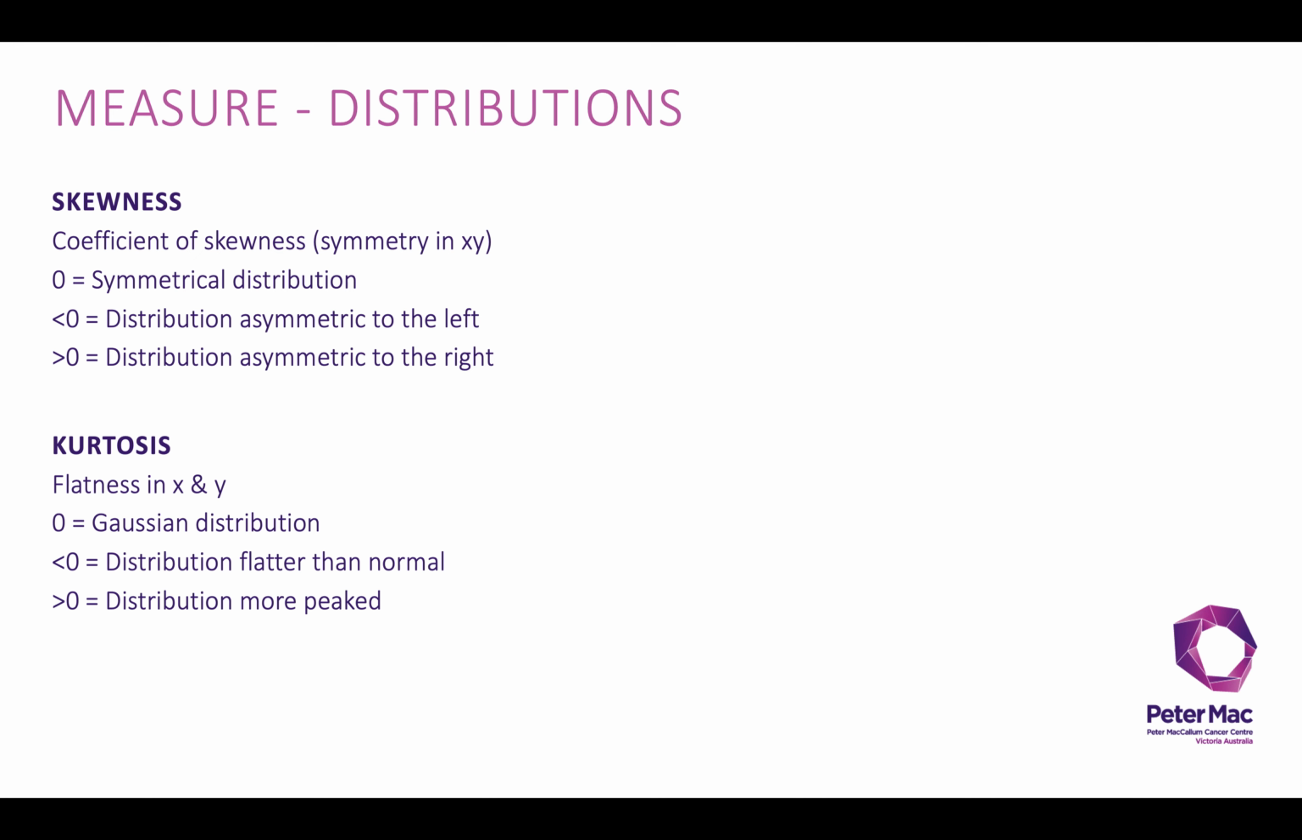We can measure intensity distributions, so there's a measure called skewness, which looks at the symmetry in X and Y, so is it symmetrically distributed or more asymmetric to the left or to the right? Or you can look at kurtosis, which is a flatness value in X and Y, so does it have a Gaussian distribution or is it flatter or more peaked than that?